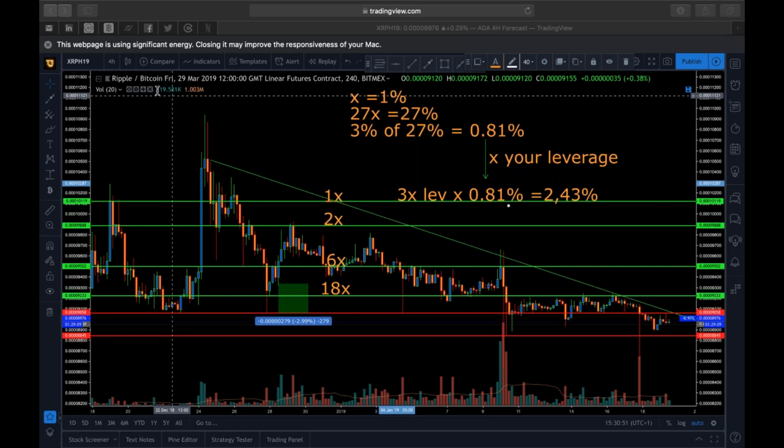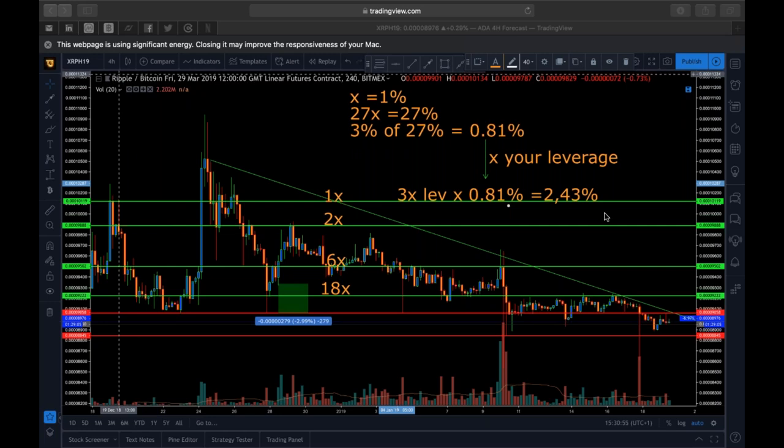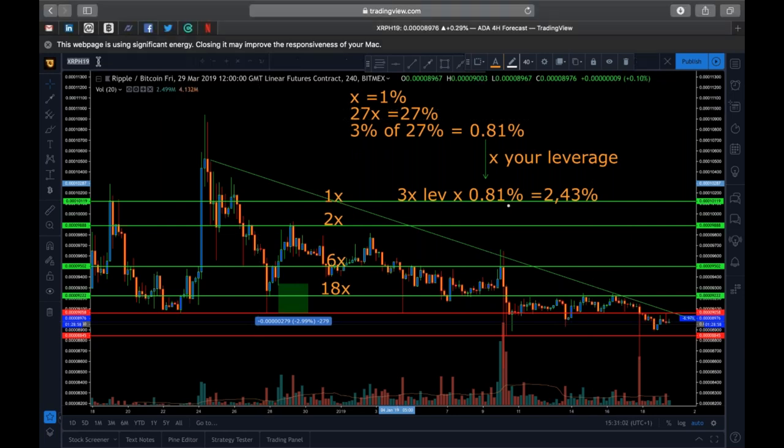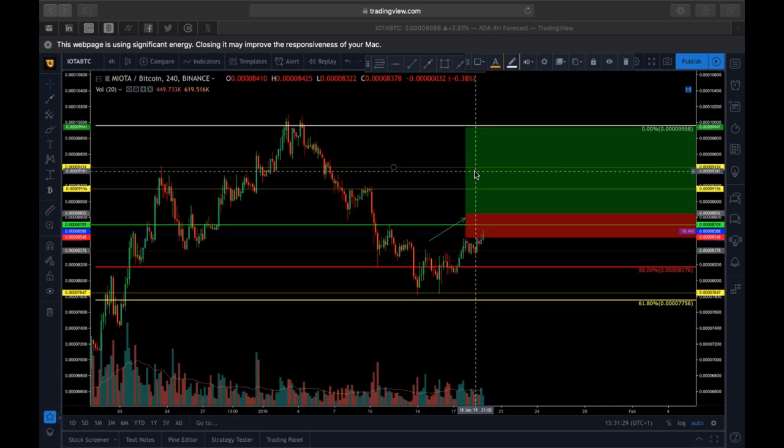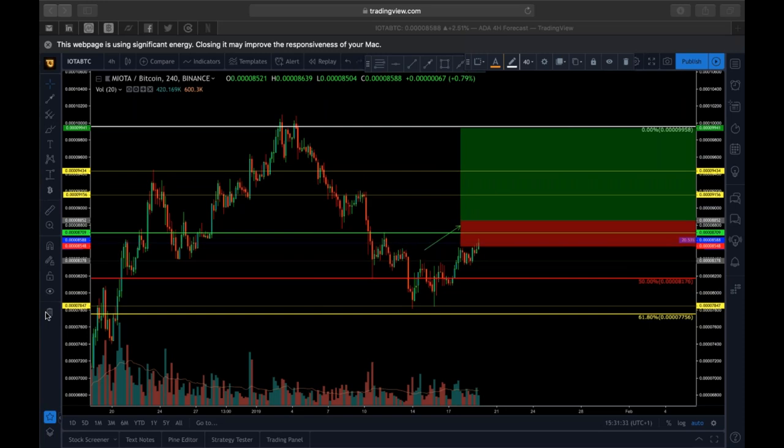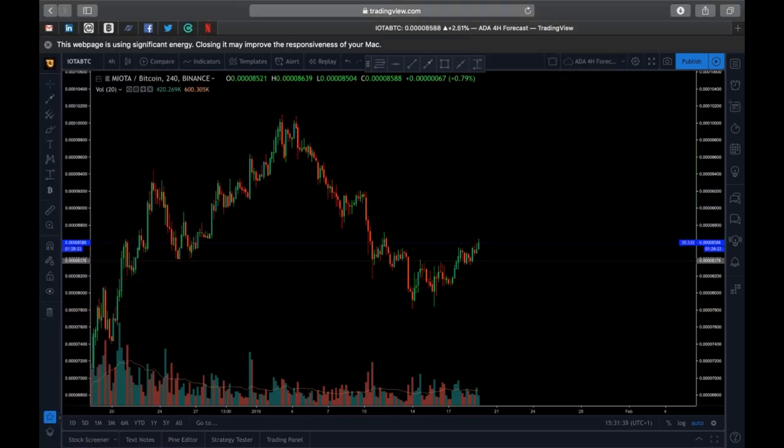Okay. So now let's say we're going to look at the coin that we might possibly do a trade setup. I believe I will take a look at IOTA BTC. Let me take a look at IOTA BTC. I'm gonna delete all of it. And now, okay, so on IOTA, once again, we are identifying the trend.